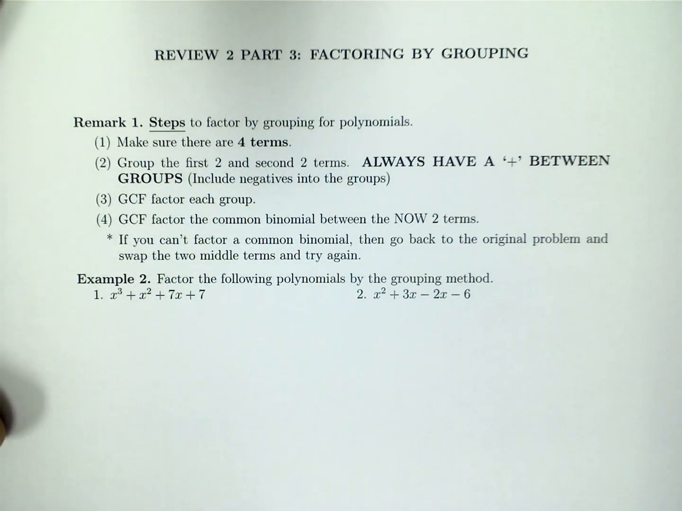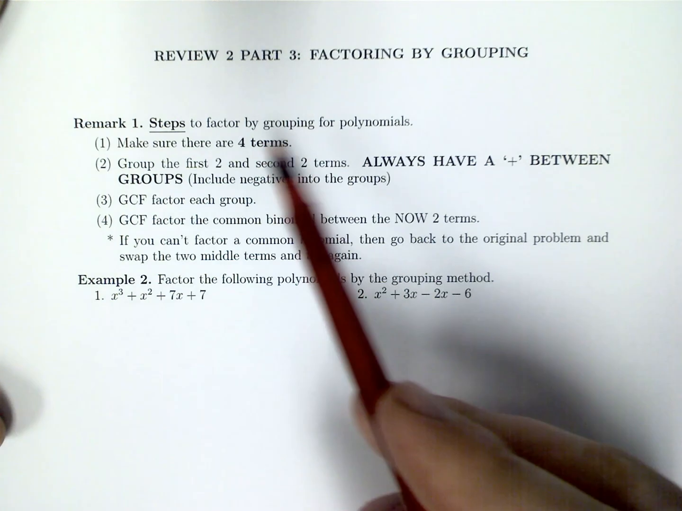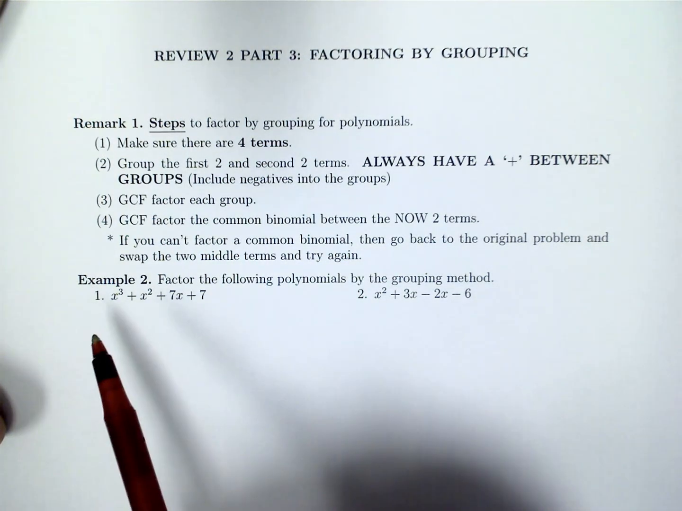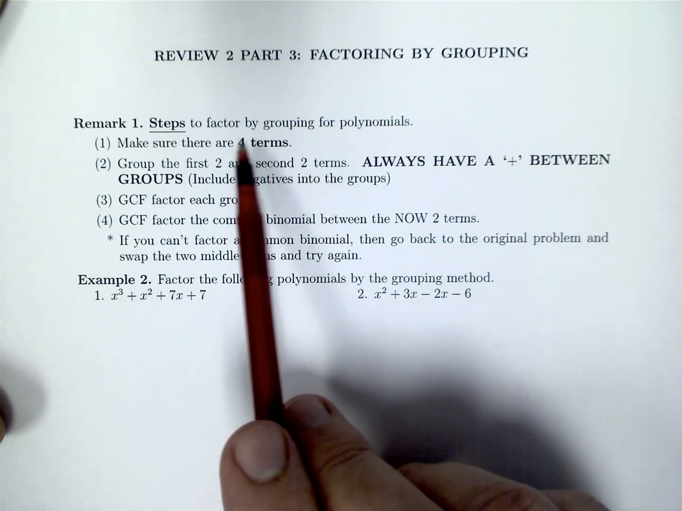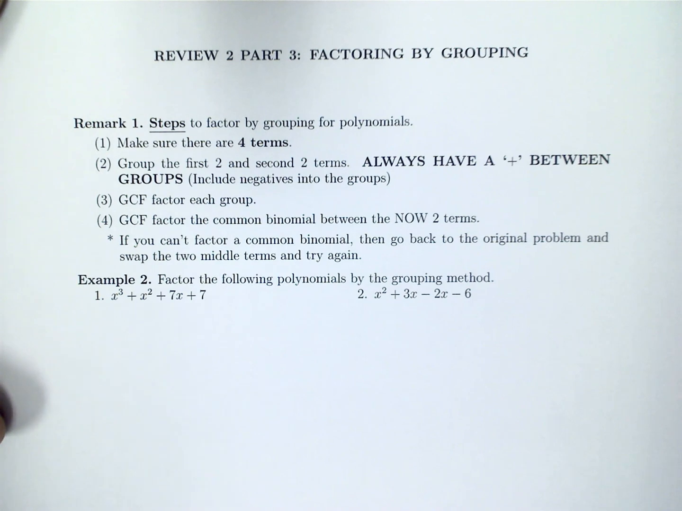So we've discussed factoring out a GCF. So what is factoring by grouping? Well, basically you have two groups, and the full steps are this. To factor by grouping, you basically want to make sure you have four terms. This can actually be extended, but for our purposes, we're just looking for four terms to keep it simple.